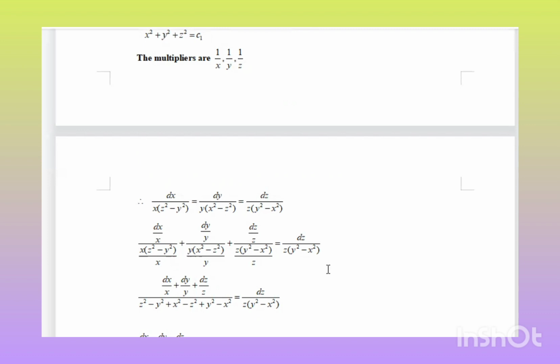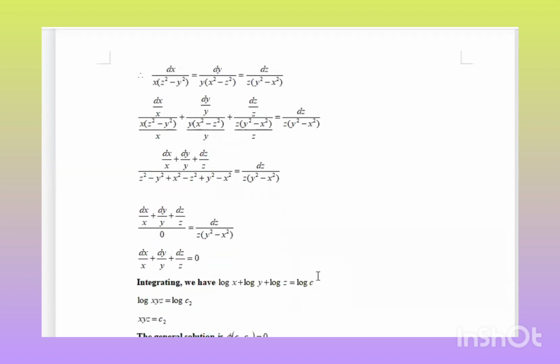So the denominator will become 0 because x divided by x will become 1. So z² − y² + x² − z² + y² − x² in the denominator. Every denominator will become 0 if you add. Therefore, by cross multiplying, dx/x + dy/y + dz/z = 0.